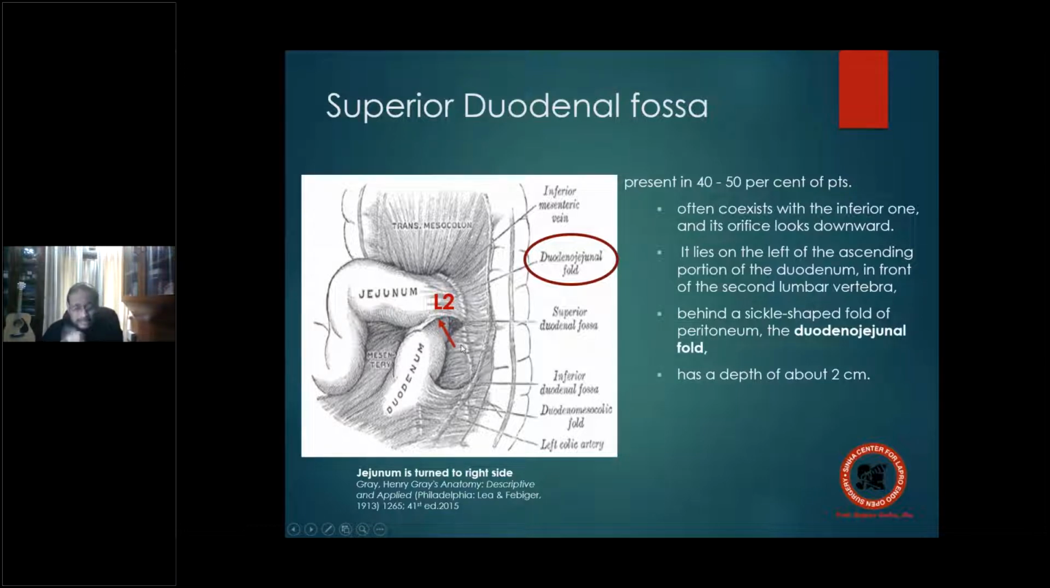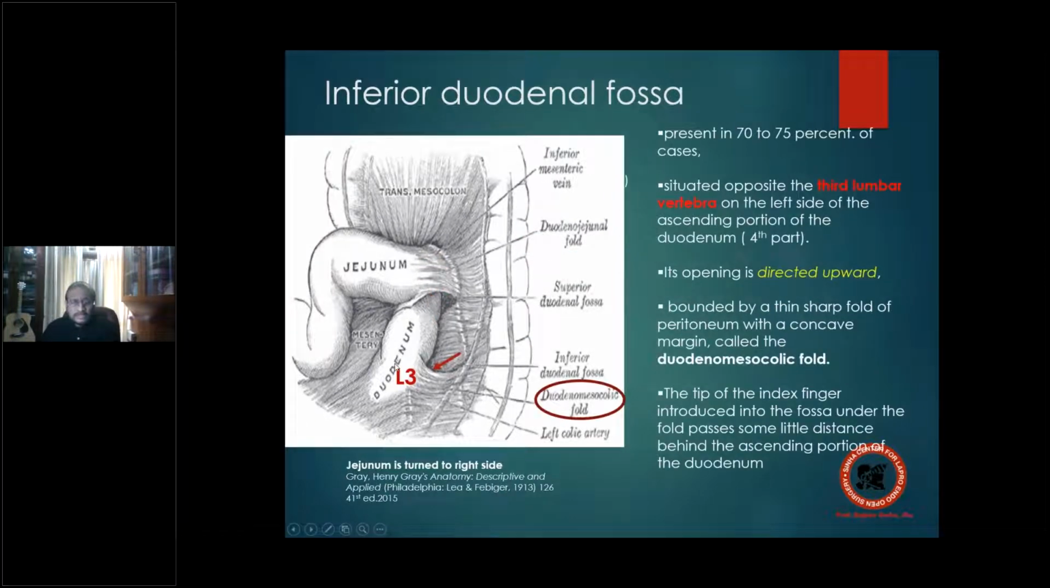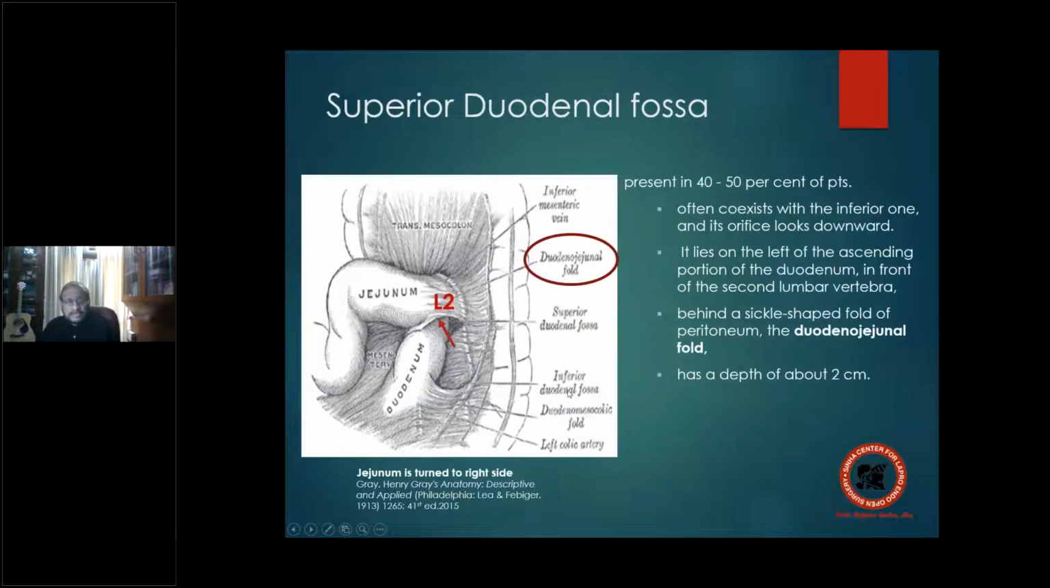Why? Because this is now extending between the duodenum and the jejunum, as opposed to the lower one, which was basically a duodenum and the transverse colon, the mesentery of the descending colon. So the duodeno-mesenteric fold, that was the first one. See this? That's the duodeno-mesocolic. That's why it's known as mesocolic. Colic means descending colon. And as opposed to that, this is basically a duodenojejunal fold.